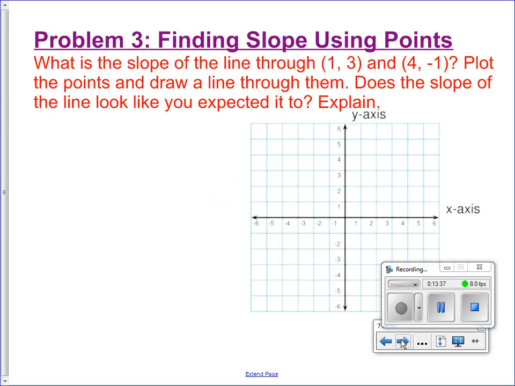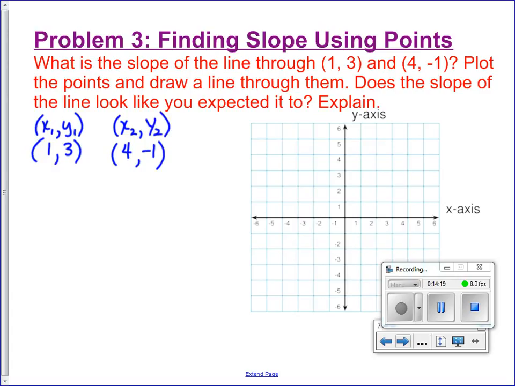In problem 3, what is the slope of the line through (1, 3) and (4, -1)? All right, we're going to first of all do that using the slope formula. So I'm going to designate (1, 3) as my x sub 1, y sub 1, so in other words, my first point. And I'm going to designate the other point, (4, -1), as my second point, x sub 2, y sub 2. All right, now I'm going to show you both ways and show you that it doesn't matter.